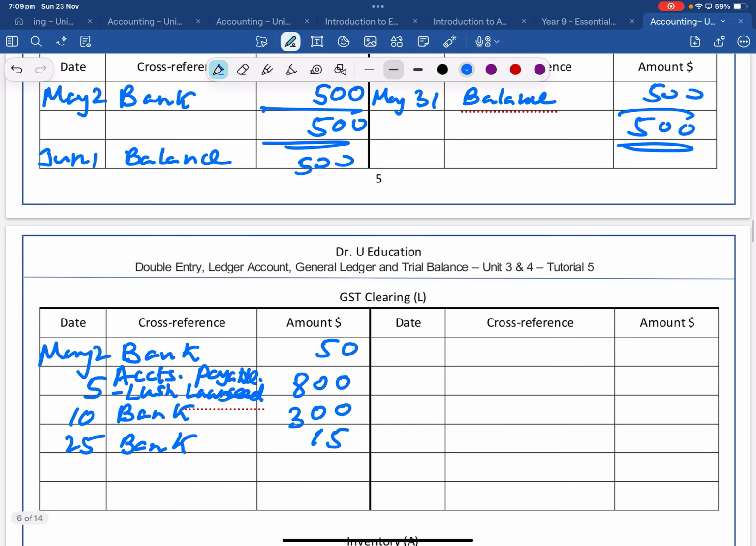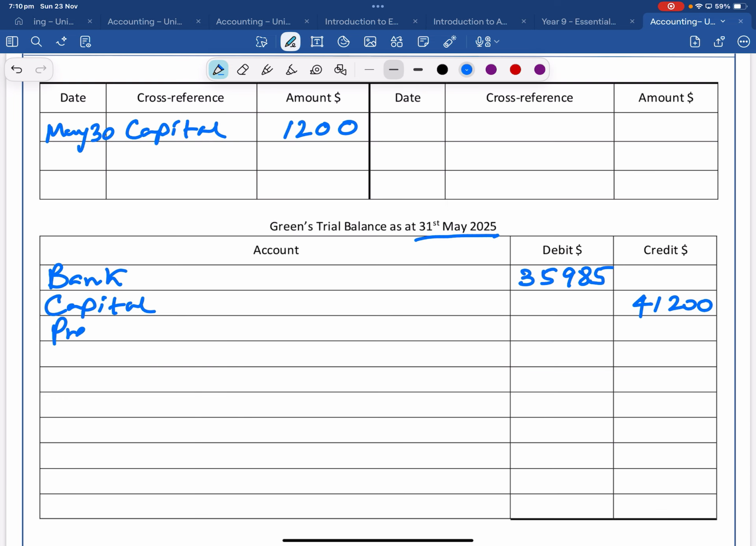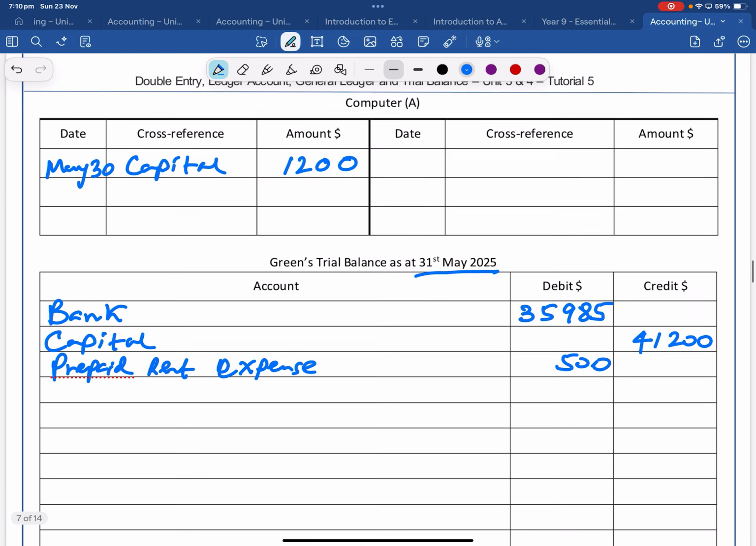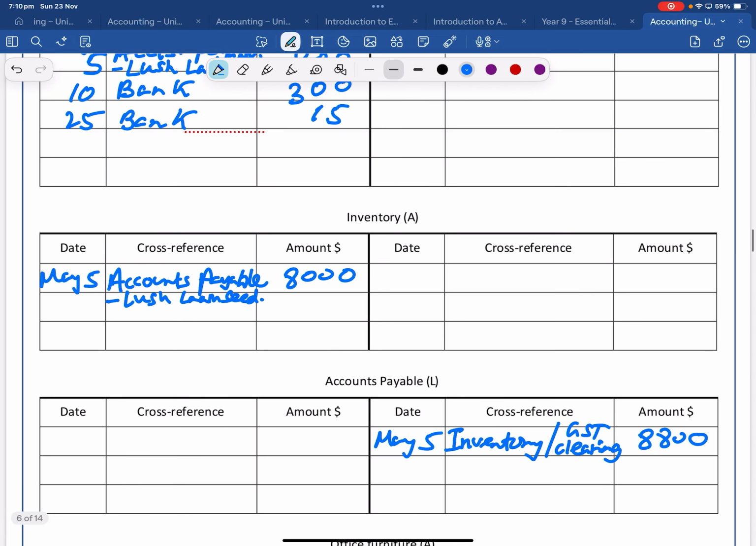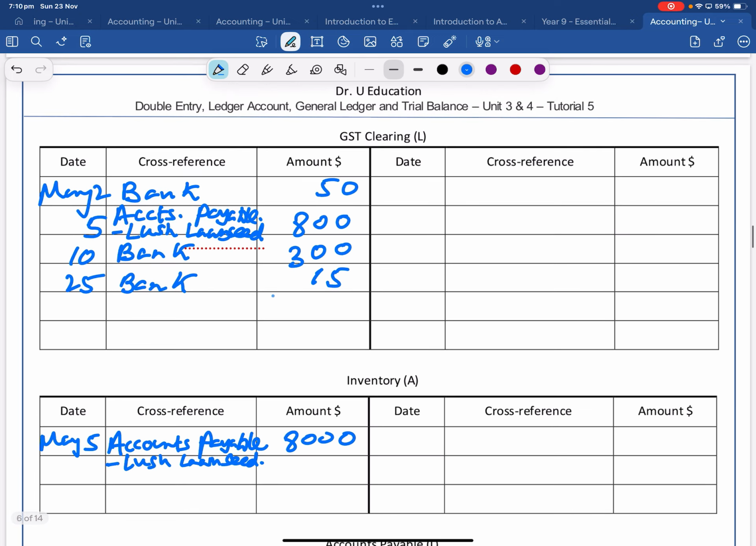Right. Then we have, what is it? Prepaid rent, guys. Prepaid rent expense is the proper term. $41,200. Sorry, 500. Done. Next one. GST clearing, guys. 1165.